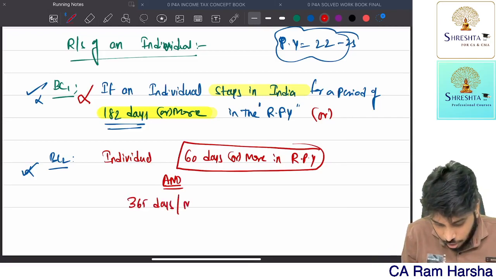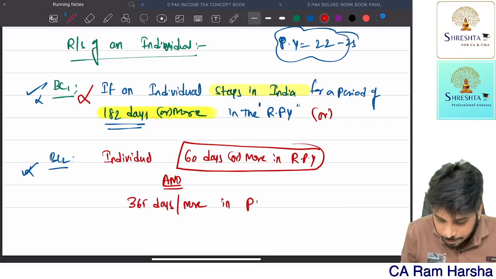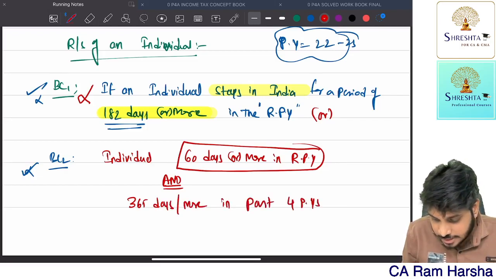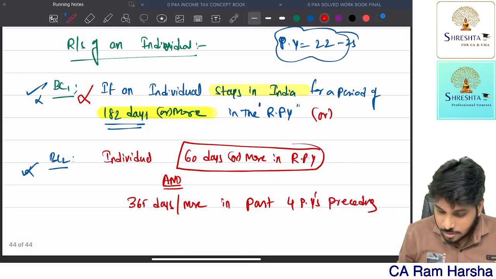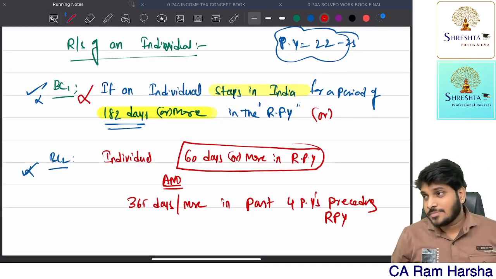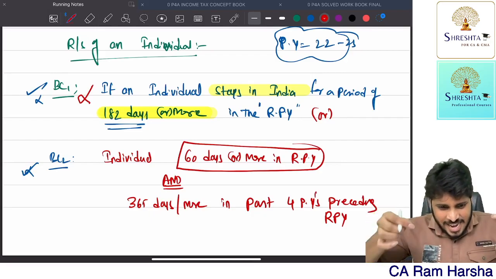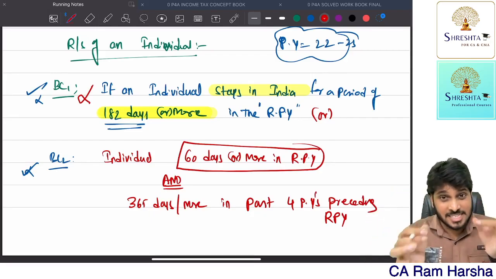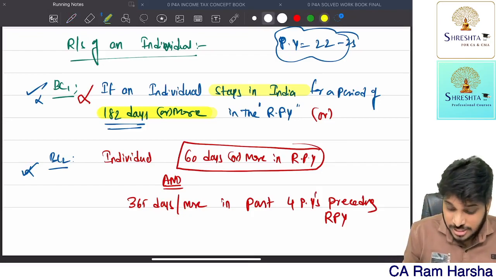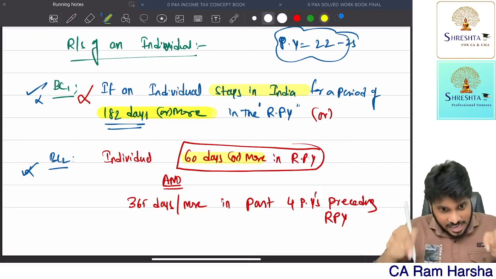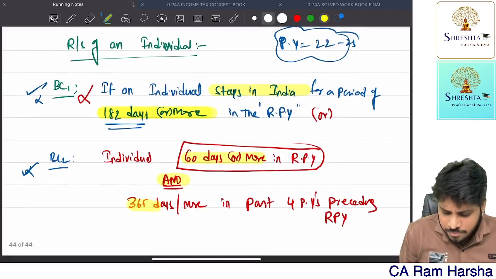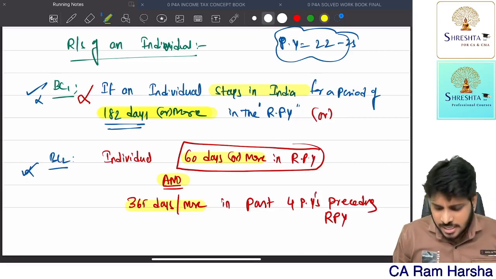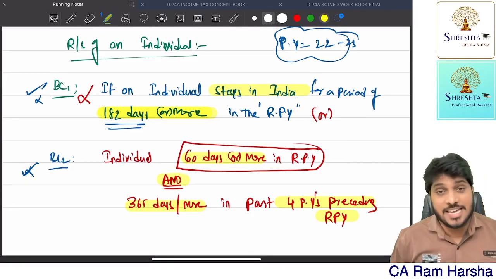365 days or more in the past 4 previous years preceding the relevant previous year. If an individual stayed in India, was physically present in India for 60 days or more in the current year, nothing but the relevant year we are talking about, and a minimum of 365 days or more in the past 4 preceding years.